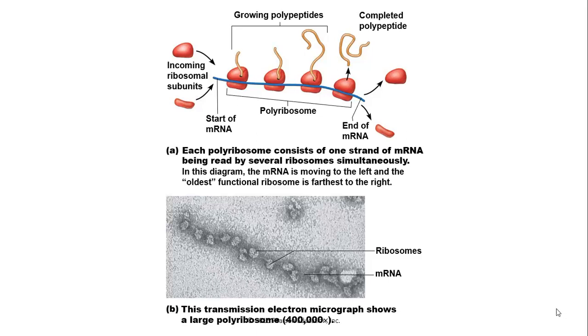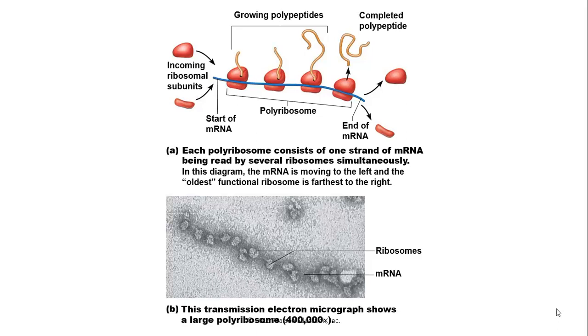Okay, and this is the end. So you have incoming ribosomal subunits. They sandwich the messenger RNA, kind of like a sandwich, okay? They sandwich it, and then the tRNA brings amino acids to the ribosome, and you start synthesizing your polypeptide chain.